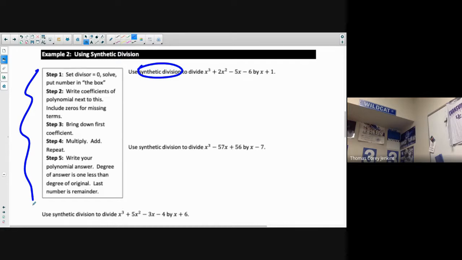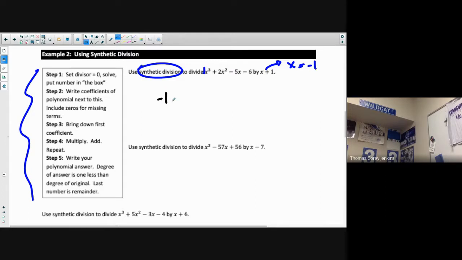All right, so what you divide by here is not actually the whole linear factor. You divide by the 0. All right, so if we set x plus 1 equal to 0, we would know that that 0 is negative 1. Okay, so we're dividing negative 1, and then we divide into the coefficients of our polynomial. So 1 x cubed, and then so we're going to do 1, 2, negative 5, and 6. So it looks like this.